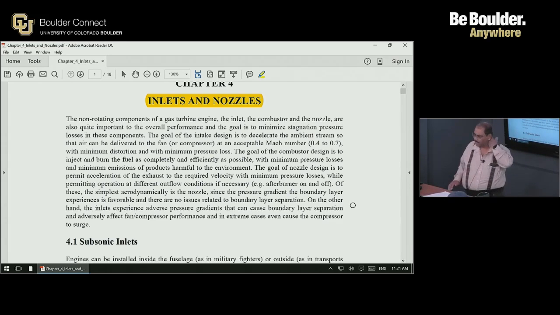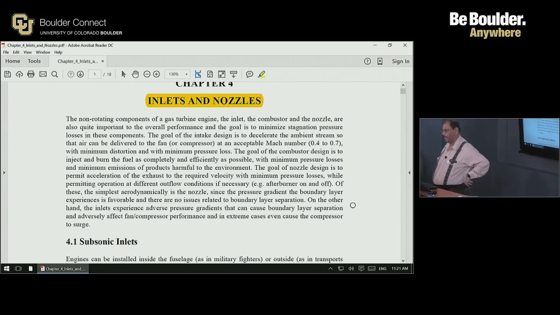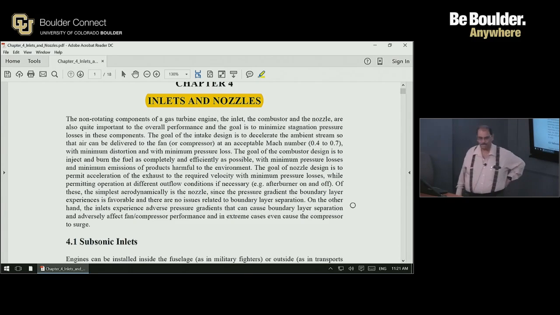And all this has to be done with minimum loss of stagnation pressure. Okay. So inlet design has to be done rather carefully, and one has to make a distinction between whether the inlets are for subsonic aircraft or supersonic aircraft. Okay. For subsonic aircraft, the inlets are fairly straightforward.